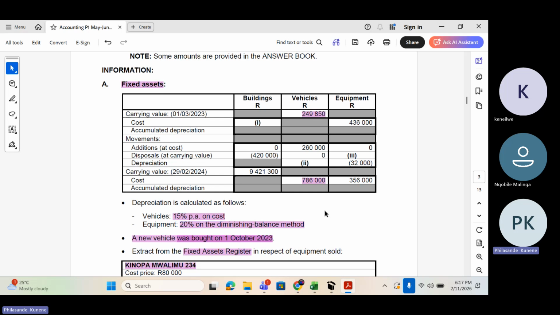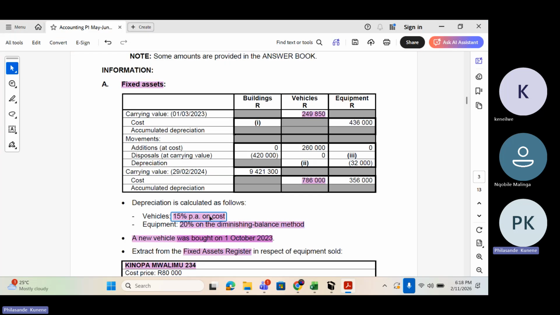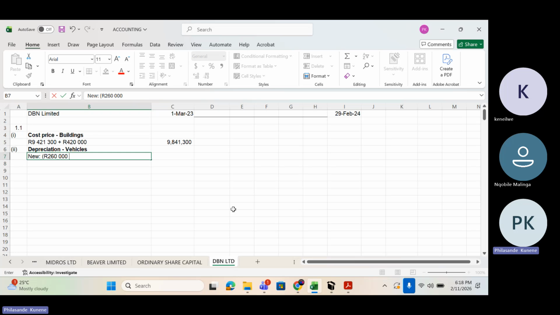So my starting point is to calculate a depreciation for a new vehicle. So I'm just going to say here, new, and then how am I going to do the calculation? I need to take my 260,000 that was purchased, right? And then I say multiply by 15%. You guys will guide me. If I'm going wrong, you must tell me. 15% on cost price, I will say 260 multiplied by 15%.